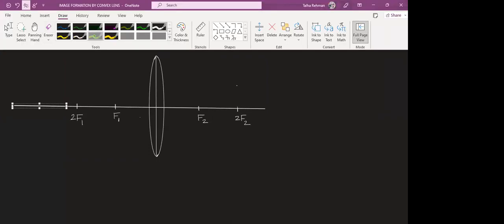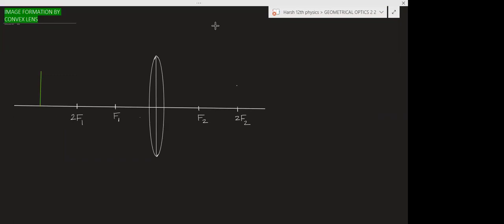So I am placing the object beyond 2f1. Here I am placing the object. This is the object beyond 2f1, and remember this point is the optical center. This is f1, the first focus, and this is the second focus. And what is 2f2? 2f2 means the distance between the optical center and 2f2 is twice that of f2. Same case with f1 and 2f1.